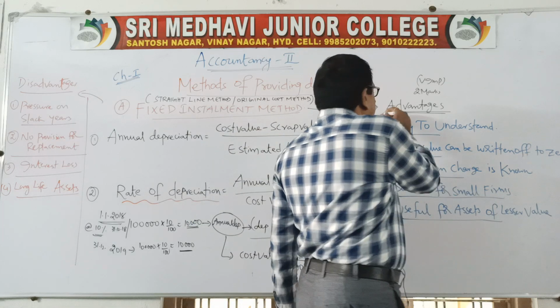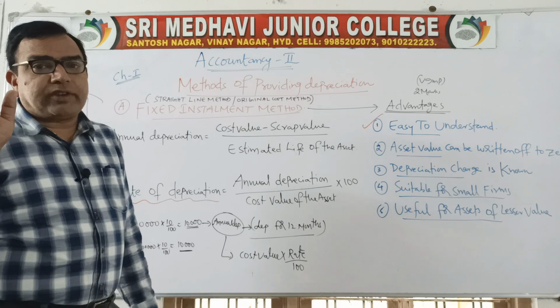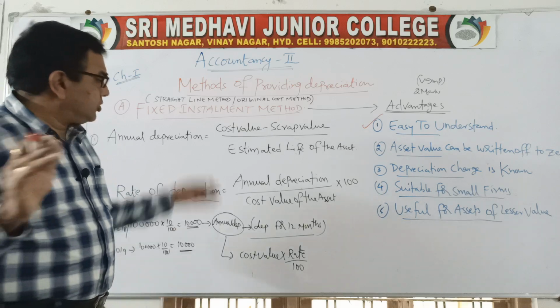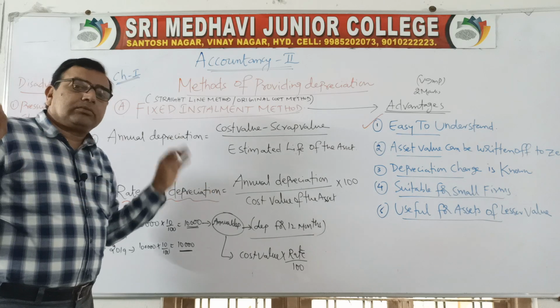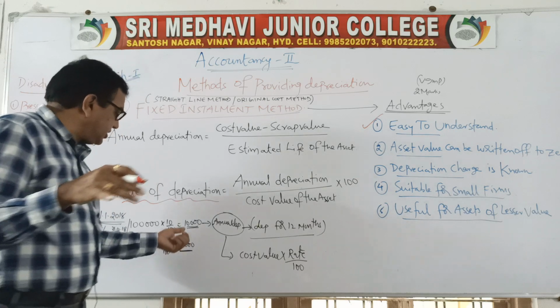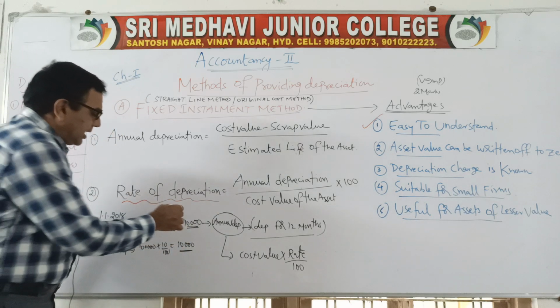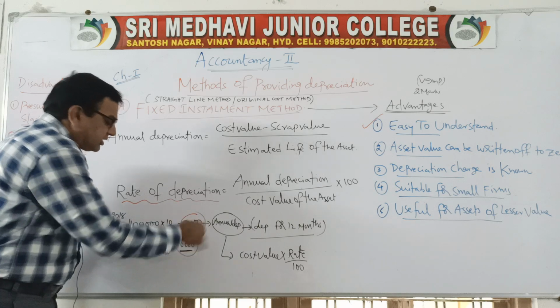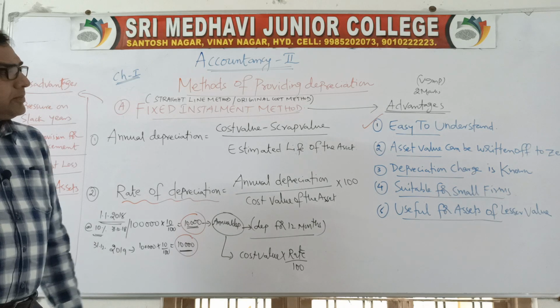So it is easy to understand, ma'am. Fixed installment method is very easy to understand. As you know that the formula is very simple. Once it is calculated, okay, done. So every year the student can be posting the same amount of depreciation as I have shown on the board in this example. The student need not calculate again and again. Once it is calculated, it is done. The same amount he will be taking. So it is very easy to understand.